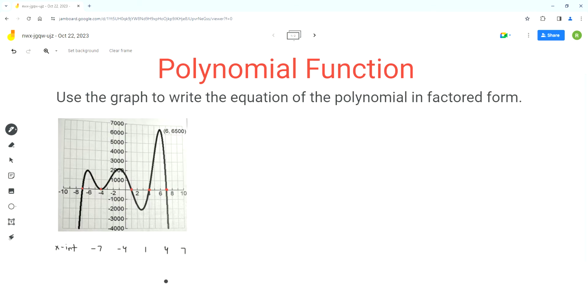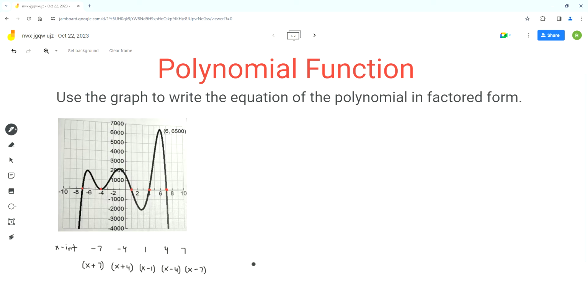So from x equals -7, the factor will be x plus 7. And for x-intercept -4, the factor will be x plus 4. And for 1, the factor will be x minus 1. And for 4, the factor will be x minus 4. And for 7, the factor is x minus 7.